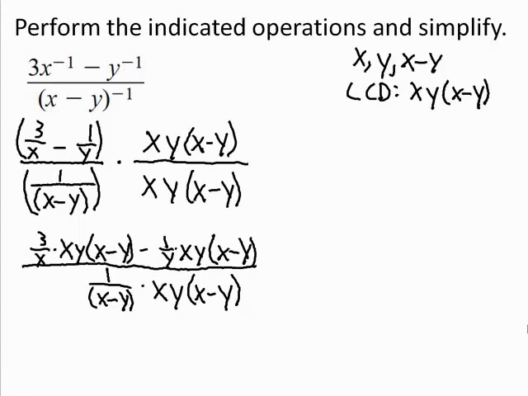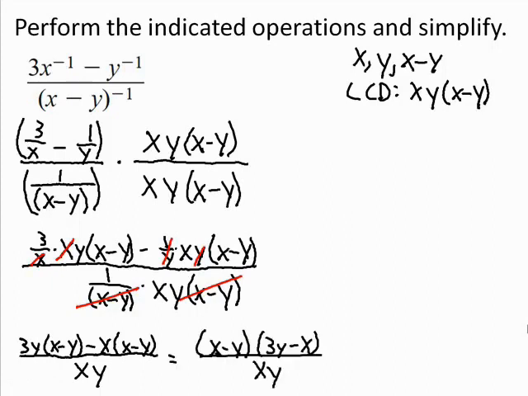In the first term in the numerator, the x's cancel out. In the second term in the numerator, the y's cancel out. And in the denominator, the x minus y's cancel out. You are left with 3y times the quantity x minus y minus x times the quantity x minus y divided by x times y. Factor the quantity x minus y out of the numerator. You are left with the quantity x minus y times the quantity 3y minus x divided by x times y.